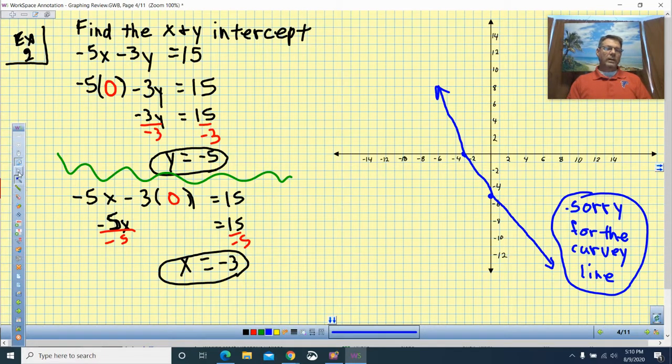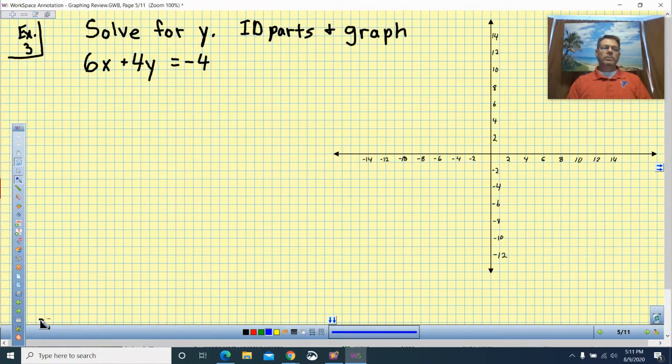So we're going to go back and take these same 2 problems and approach it in a little different way. Okay, this time it's going to say solve for y. And that's going to be super important for y'all because that's what your calculator does. Everything in your graphing calculator starts with y equals. So solving for y is a big deal. Then we're going to identify the parts and then actually do the graph.